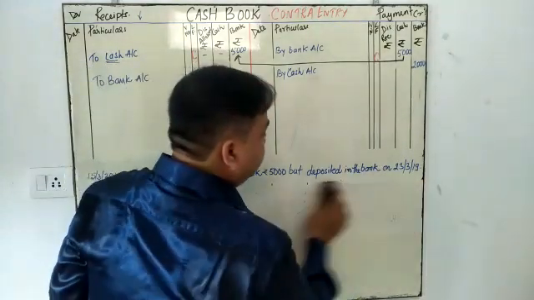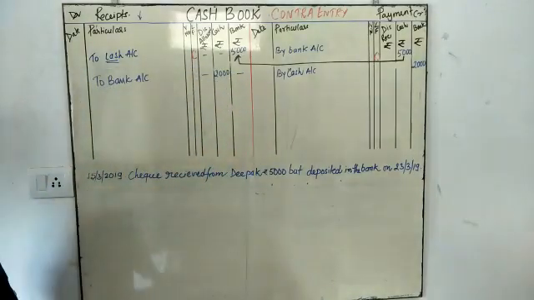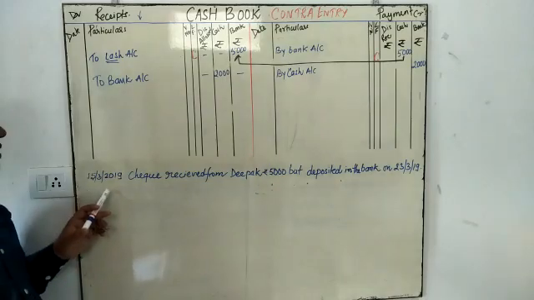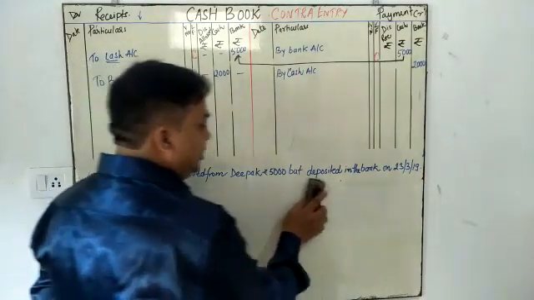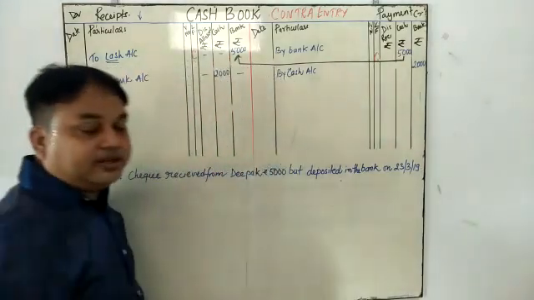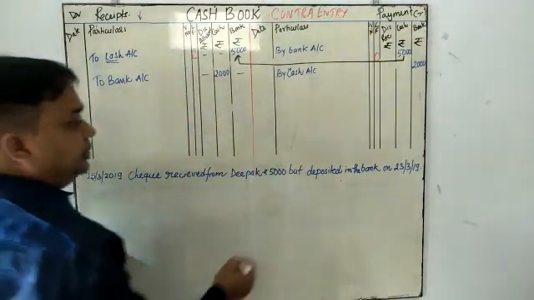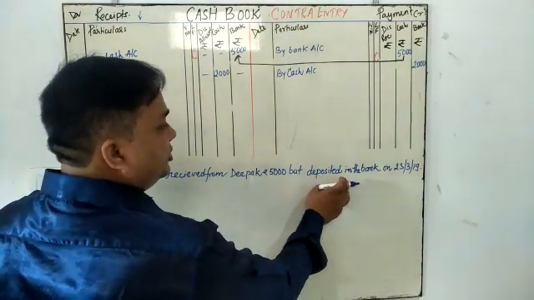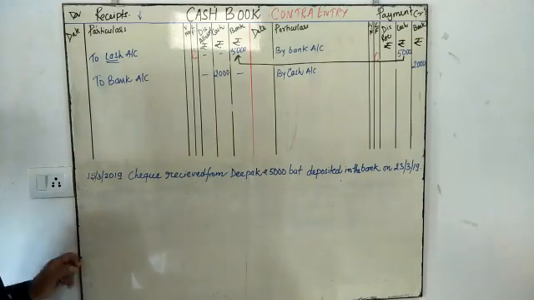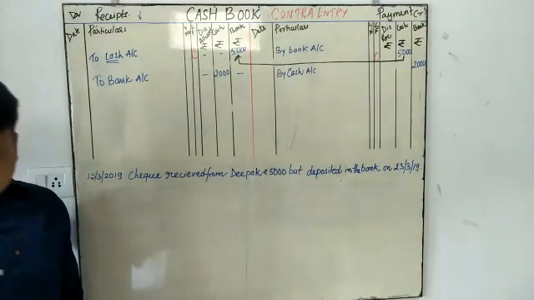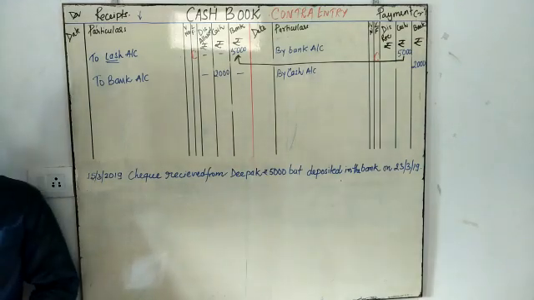Here, in the third situation, you observe that on 15th March I have taken a check receipt from Deepak of rupees 5000. Okay, simple. A check receipt from Deepak, but this check is deposited on 23rd. It means it is not deposited on the same day. So what will be the journal entry when the check is received from Deepak?